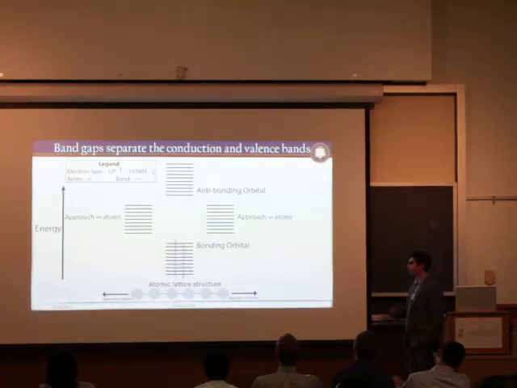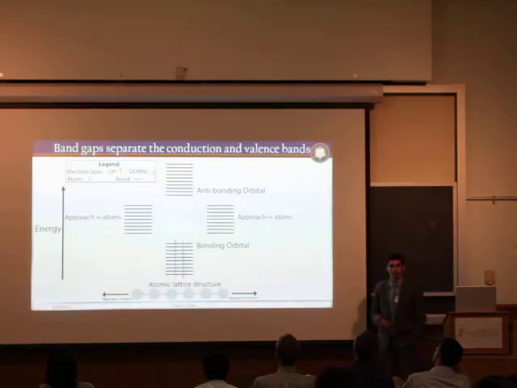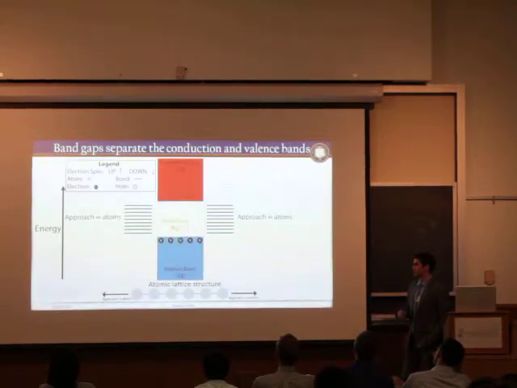As you approach infinite atoms, what you start to see is a continuum of discrete energy levels, every time we add pairs of atoms. And consequently, you see these discrete energy levels of higher energy anti-bonding orbitals, and in solid state physics, we call these bands.